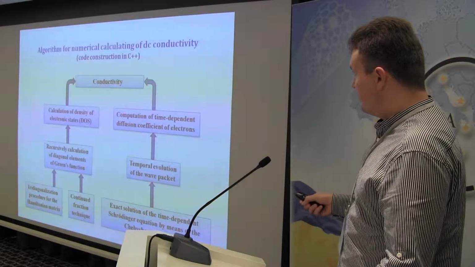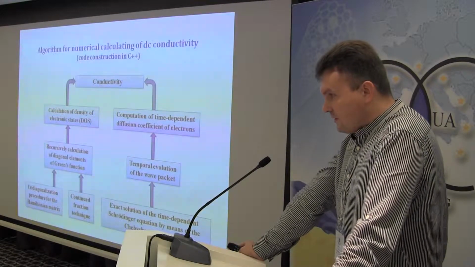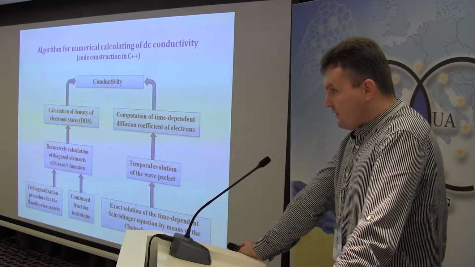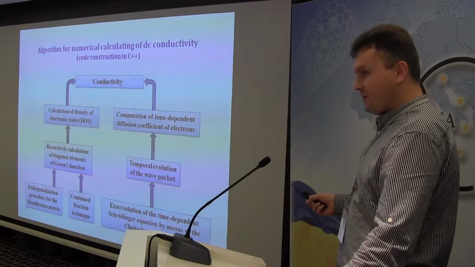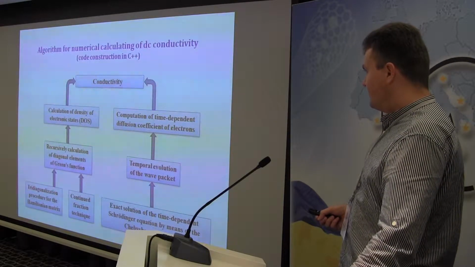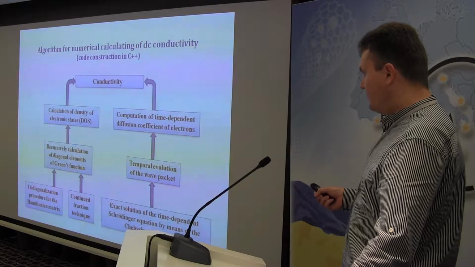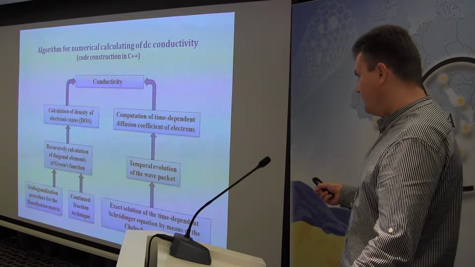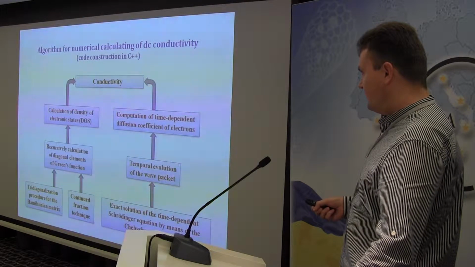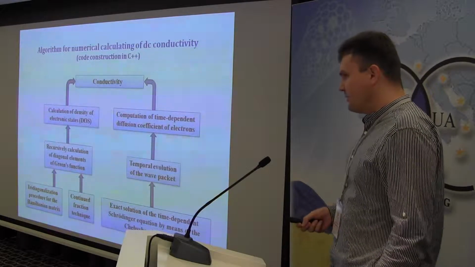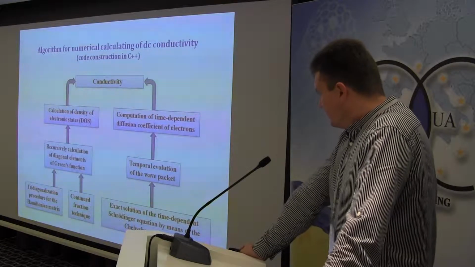And so to reach our purpose, to calculate conductivity, we have to pass through some steps. First of all, we have to calculate density of states and time-dependent diffusion coefficient. To calculate density of states, we have to make some mathematical transformations using continued fraction technique and tridiagonalization procedure for the Hamiltonian matrix, and some recursive calculation for Green's function.